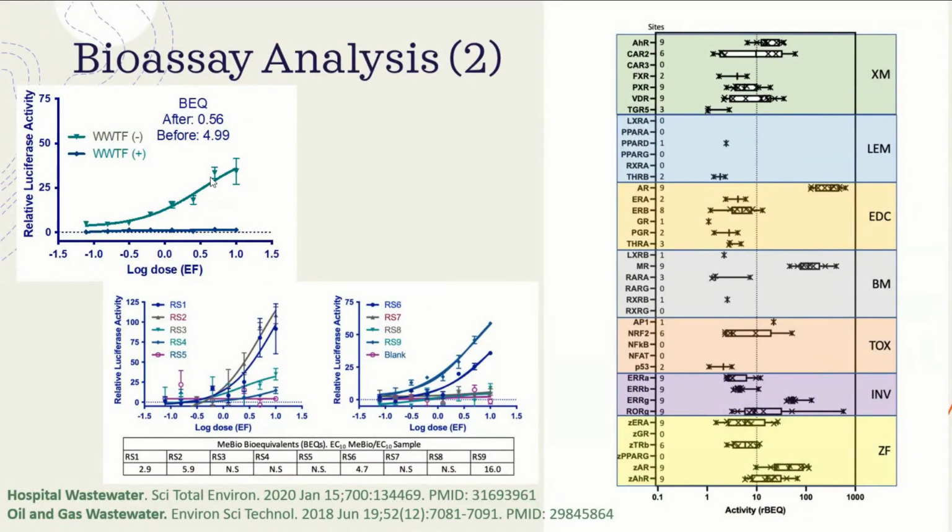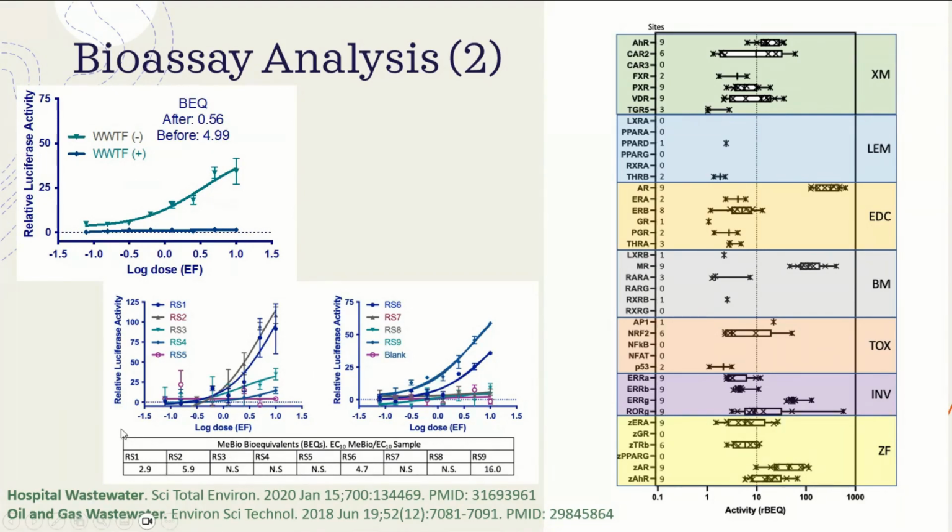So how can we use these bioassays? Here's a couple of approaches that have been used. And again, we're just looking at comparing luciferase activity, comparing bioequivalent quotients between different conditions. What's showing up in the upper left-hand corner here is a situation where we have wastewater treatment water before and after we go through some remediation. In this case, it was manganese oxide from this paper that's shown down here. And we can see that we have a decrease in bioequivalence, a decrease in androgen receptor activity after we've remediated.